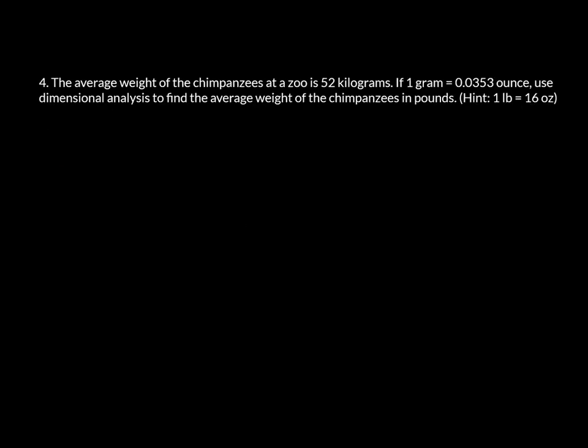In number 4, we're going to be using dimensional analysis to convert between units of measure. Number 4 says the average weight of the chimpanzees at a zoo is 52 kilograms. If 1 gram equals 0.0353 ounces, use dimensional analysis to find the average weight of the chimpanzees in pounds. And I have a hint: 1 pound equals 16 ounces. I'm going to show you how to do this.